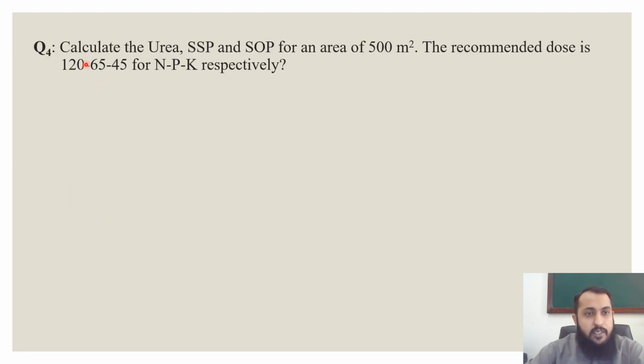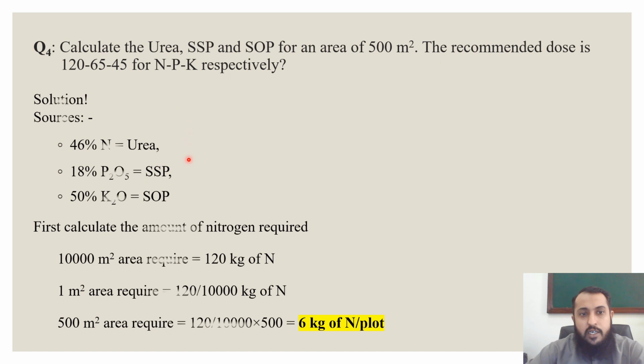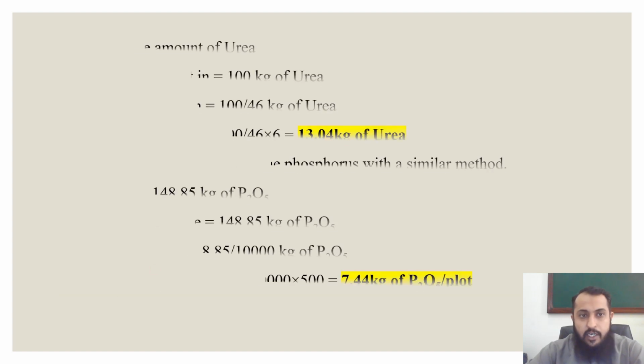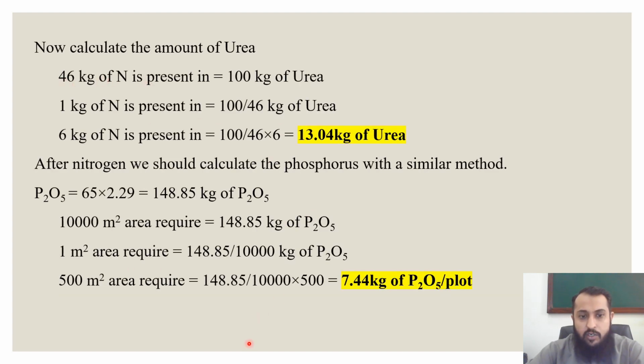In this numerical problem, the rest of the method is the same, the area is also the same, whereas the recommended dose is different from the previous question. In this question, it is equal to 120, 65 and 45 kg per hectare for nitrogen, phosphorus and potassium, and we have three sources: urea, single superphosphate and sulfate of potash. So first we should calculate the required amount of nitrogen, which is 6 kg in this question. After that we should calculate the amount of urea, which is equal to 13.04 kg.